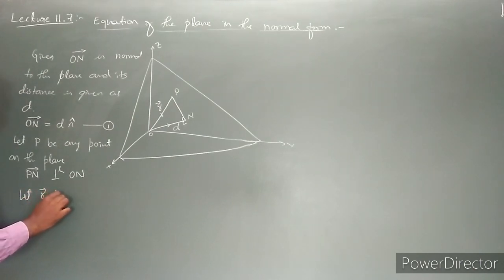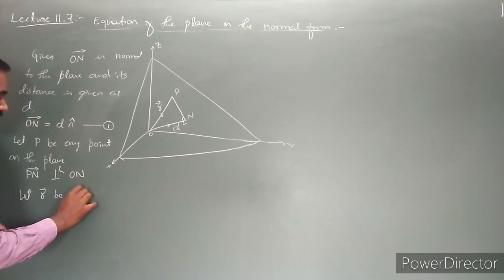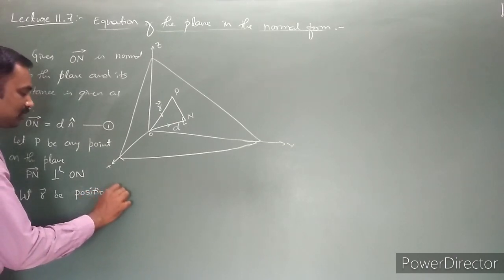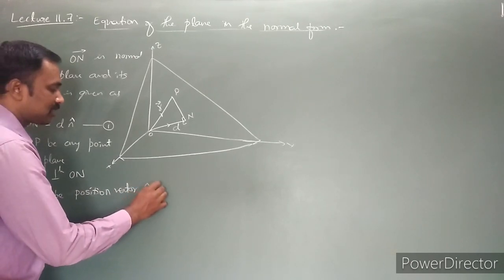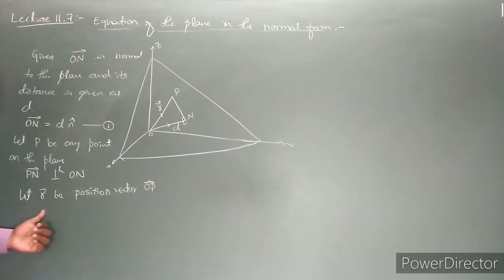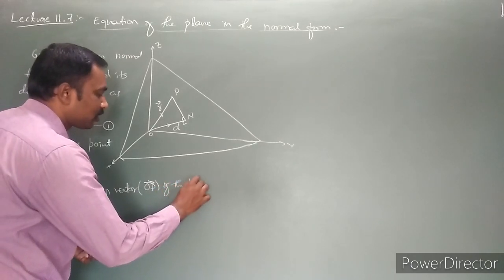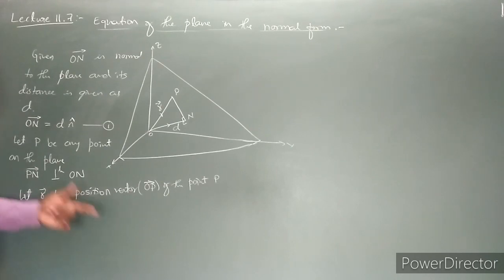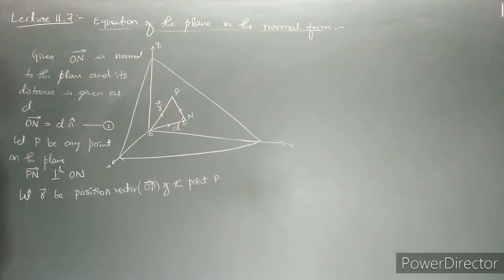Let R be the position vector. We can mention, let R be the position vector of the point P, that is OP. Now I take this in this direction.